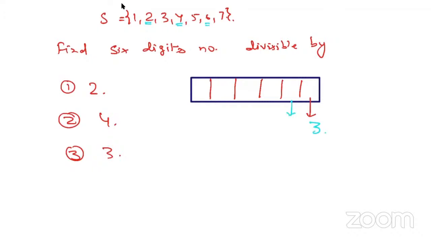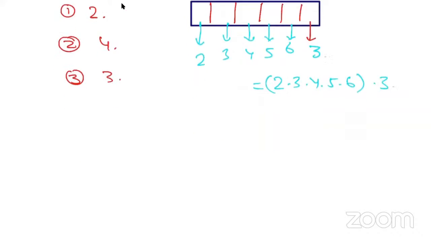Now there are no other restrictions. Once one number is used, we have the remaining digits: 6, then 5, then 4, then 3, then 2. So we get 3 into 6 into 5 into 4 into 3 into 2. How many of you are getting this? Write down yes in chat. Very good.